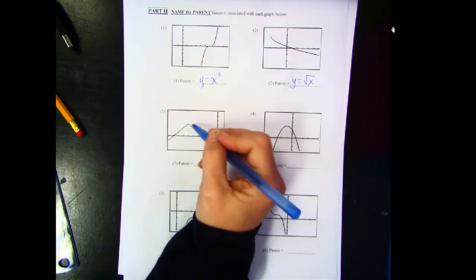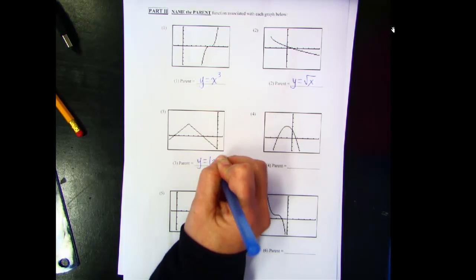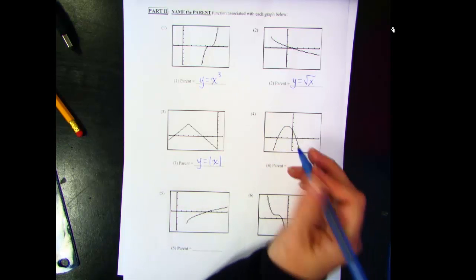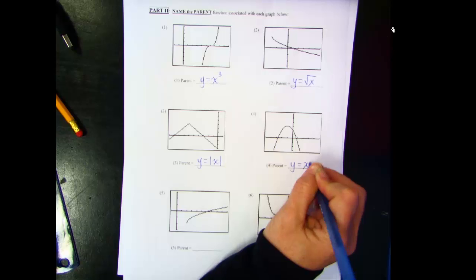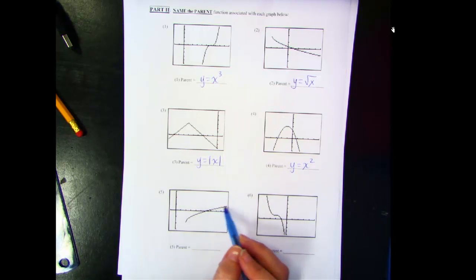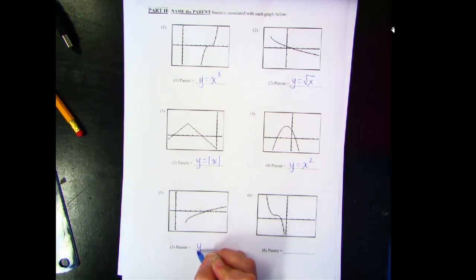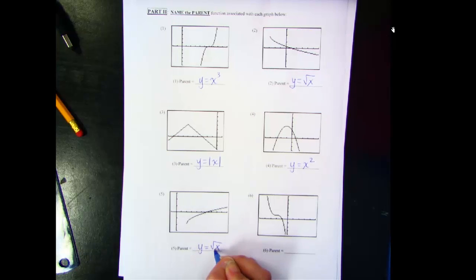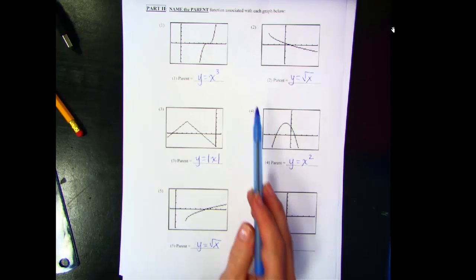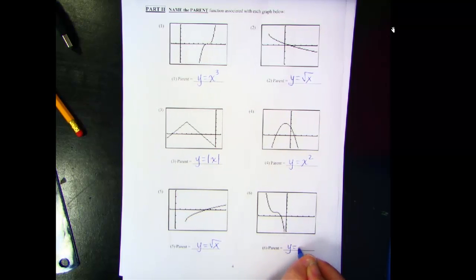Anytime you see a V, right side up or upside down, you want to say, oh yeah, that's the shape of absolute value. And of course, anytime you see a parabola, you want to say that's the shape of y equals x squared. Again, here we have another one that looks kind of like this, but it's not reflected. So its parent is y equals the square root of x. And this last guy looks very much like x cubed, except it's been flipped. So it must have a parent y equals x cubed.